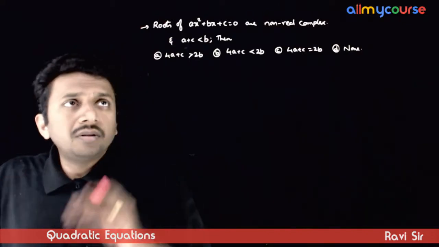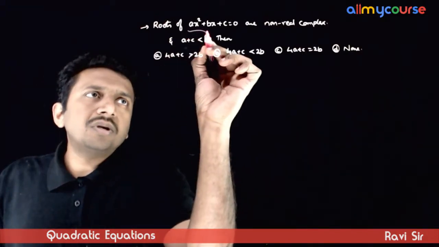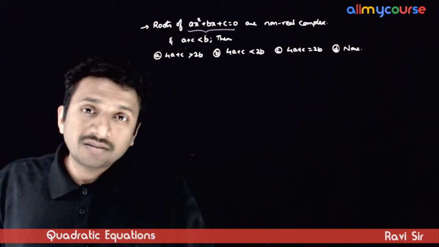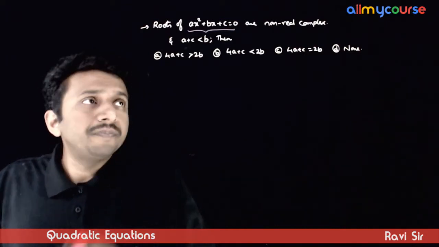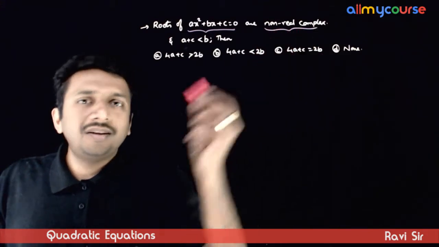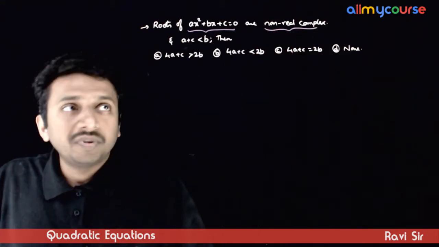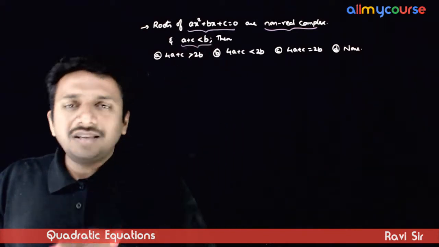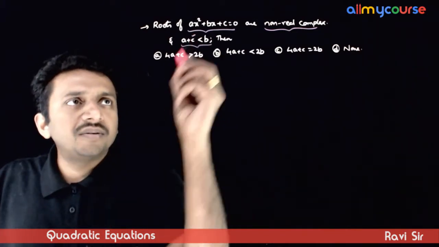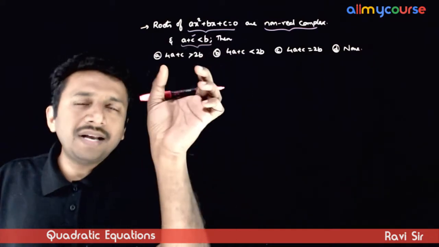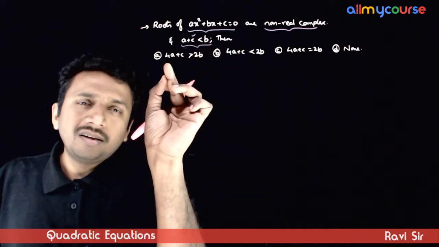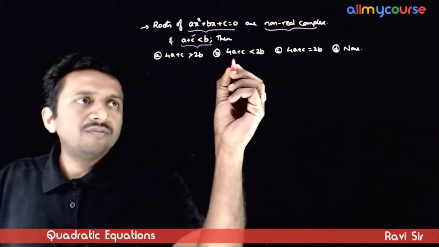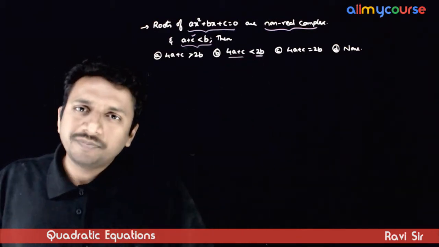In this question, you're given that the roots of the equation ax² + bx + c = 0 are non-real complex. That is, they have imaginary roots, and a + c is less than b. This is a condition which is given, and you're asked to find the relation between 4a + c and 2b.